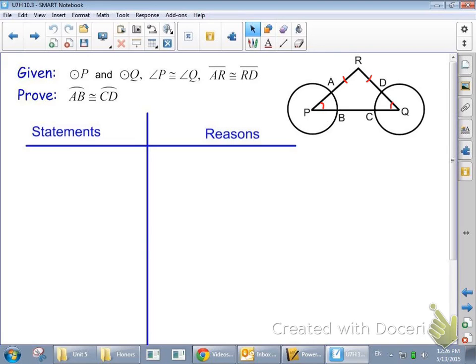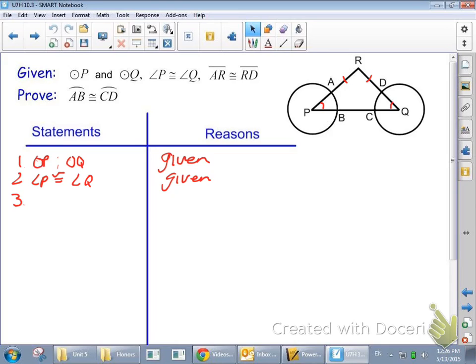We're going to start with our given. We've got circle P and circle Q. That's going to be our given. And we've also got angle P congruent to angle Q given.